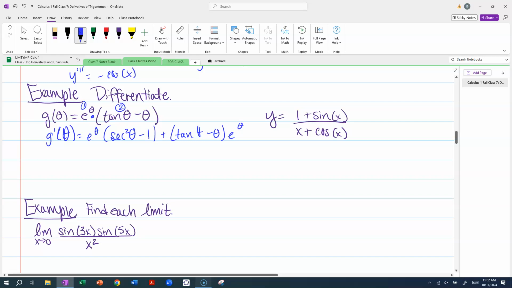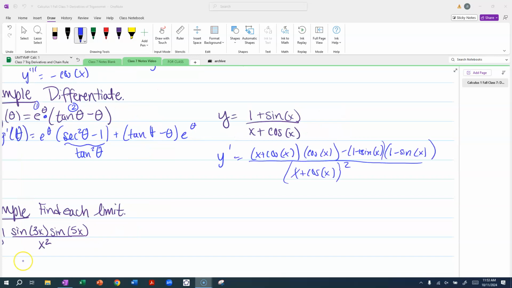Okay, and if you really want, you could rewrite this. This is the same thing as tangent squared. It really doesn't matter, but there we go. Try the derivative of this function over here on your own. And here you go.